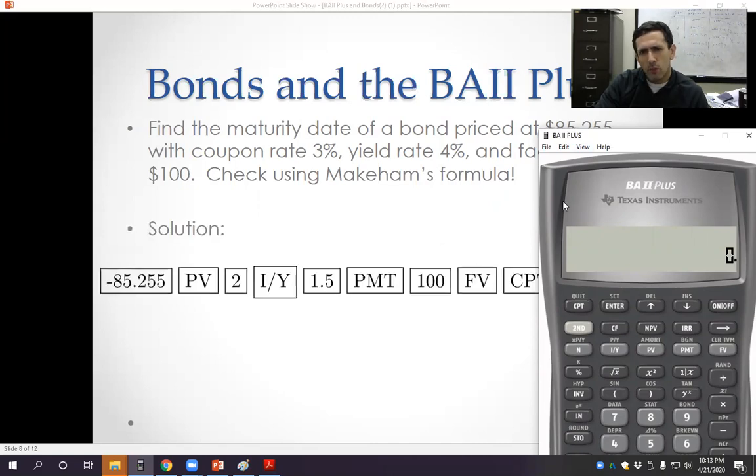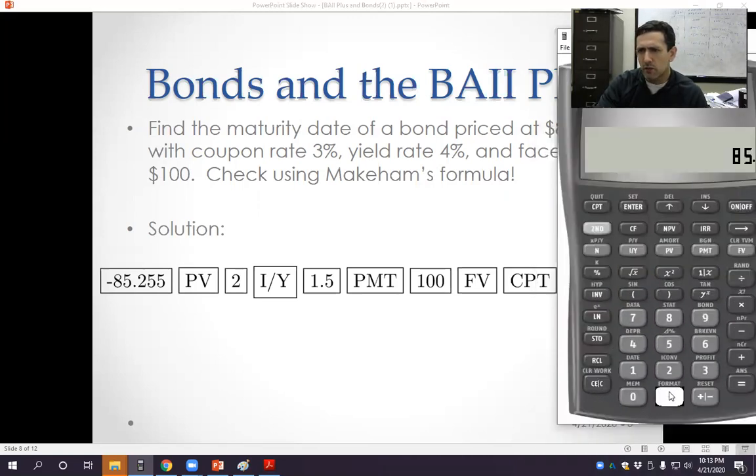All right, so we're going to enter everything as we normally would. First, we're going to enter the present value. Let me just put this up here. So 85.255. And you have to make it negative, otherwise you'll make your calculator unhappy. We don't want to do that, and you don't want to do that, especially if you're taking exam FM. So be mindful of your minus signs. I'll actually do all this without the minus sign in a second.